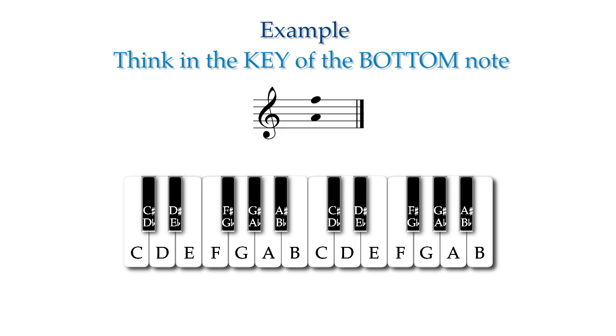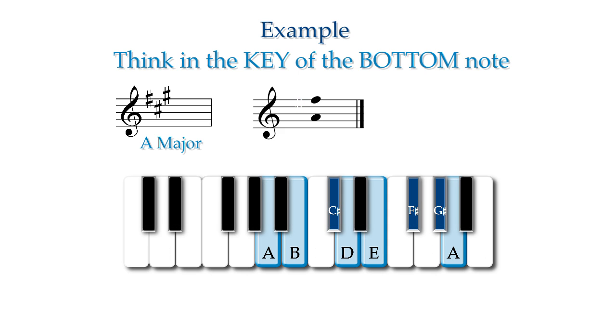Using the second method, I will think in the key of the bottom note, A major, which I know has an F sharp, scale degree 6, a C sharp, scale degree 3, and a G sharp, the leading tone. Since the note F does not exist in the key of A major, then A up to F is not a major sixth. A up to F sharp is a major sixth. Since A up to F is 1 half step smaller than A up to F sharp, the sixth is not major, it is minor.